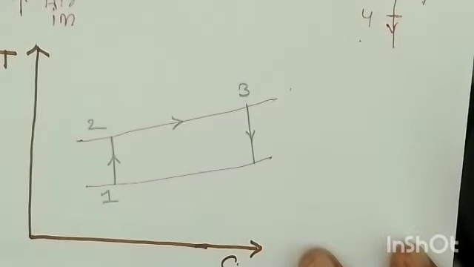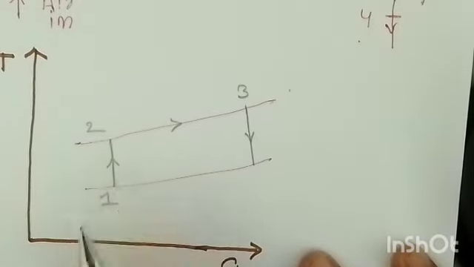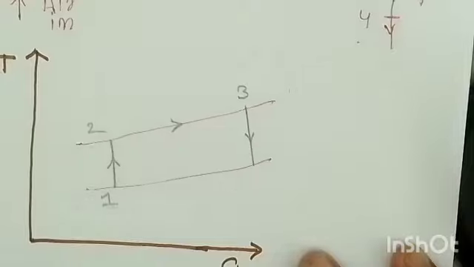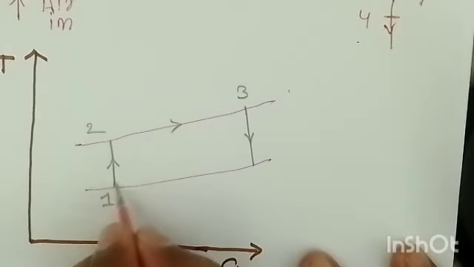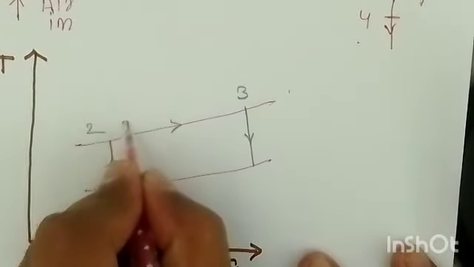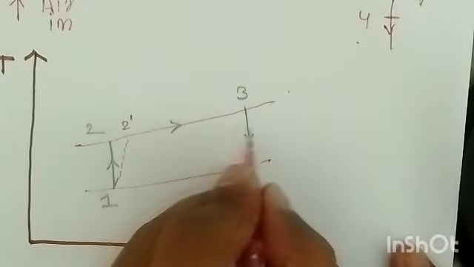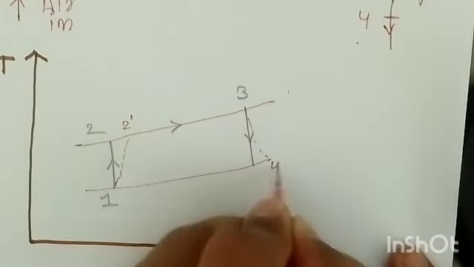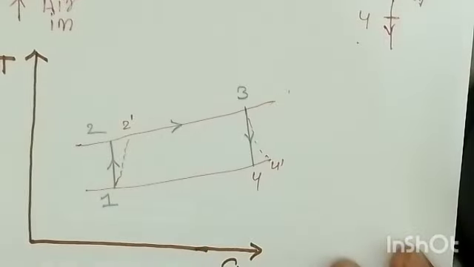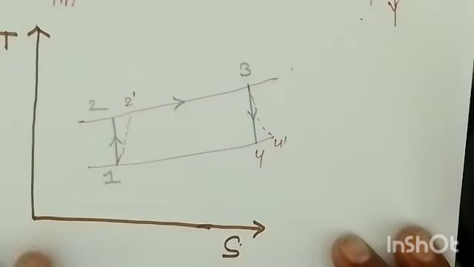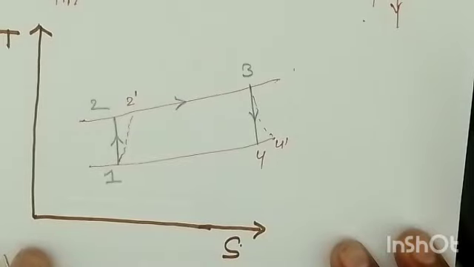If isentropic means, for the actual process you can show this by, yes, so for the actual process, entropy will not be constant from 1 to 2 dash, and this will be 3 to 4 dash, and this is 4, right? So here you have the temperature versus entropy diagram for the open cycle constant pressure gas turbine.